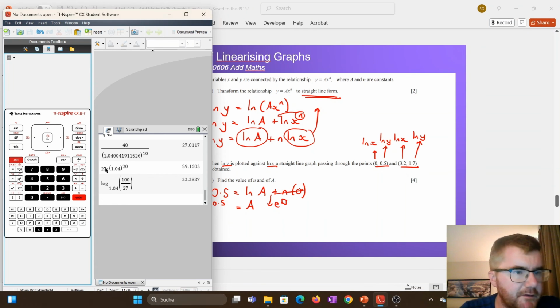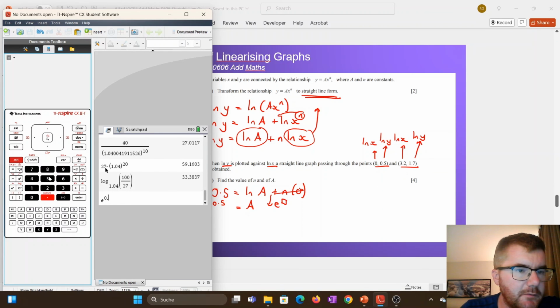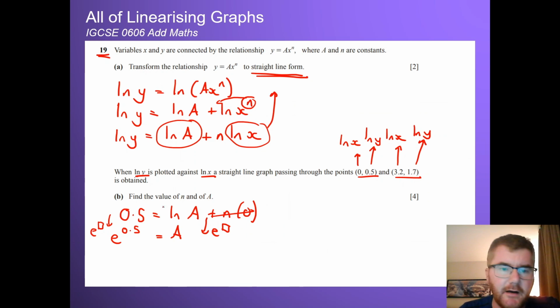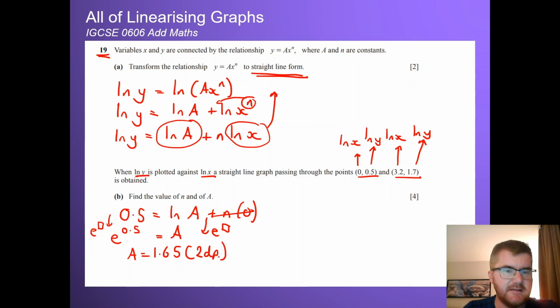So what does that give us? e to the 0.5. I don't know it off by heart. 1.65 rounded. It doesn't say it wants it to 2 dp, but we'll put that down. Okay, so we've used this bit of information.